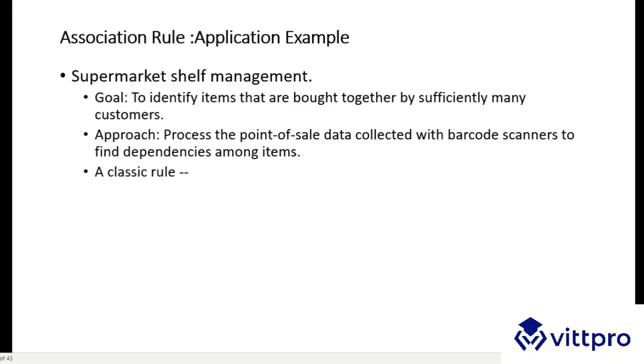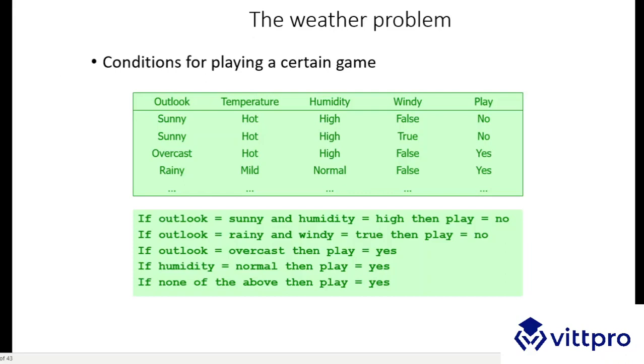The approach is to use the point of sale data collected from the barcode scanner to find dependencies, what two items are bought together most of the time. So a classical example rule is that if a customer buys a diaper and milk, then he's likely to buy the beer as well. So that's the thing.